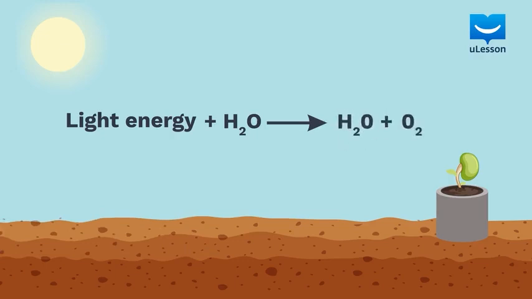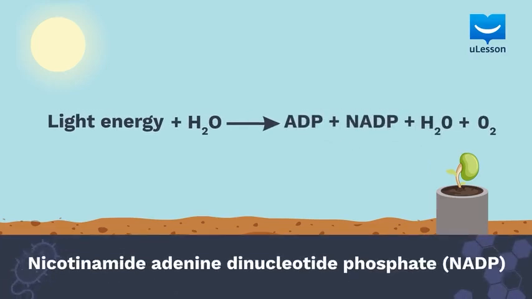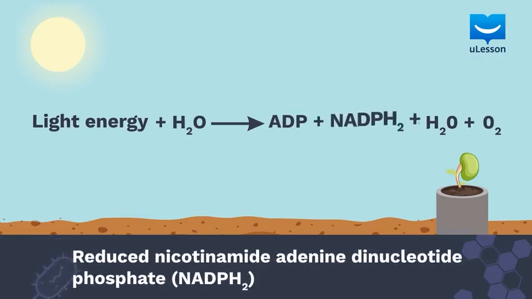But that's not all. Light energy is able to break down water by exciting electrons. These excited electrons are jolly good fellows and go on a spree. Together with the hydrogen ions given off during the breakdown of water, they are able to change nicotinamide adenine dinucleotide phosphate, or simply put, NADP, to reduced nicotinamide adenine dinucleotide phosphate, or NADPH2.